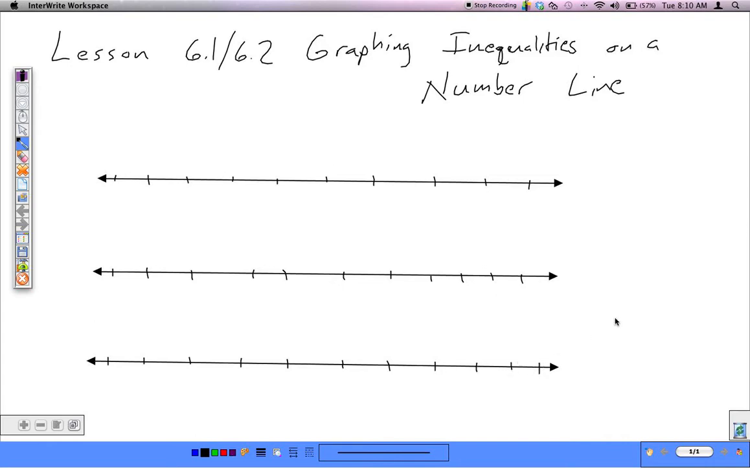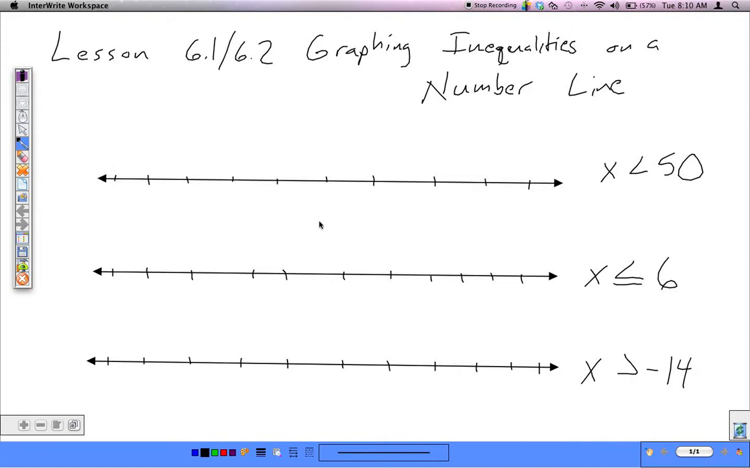So let's plot a few statements on a number line. For example, we could have x is less than 50. Another one, we could have x is less than or equal to 6. And then another one, we could go the greater than side, and we'll say that x is greater than negative 14. Okay?